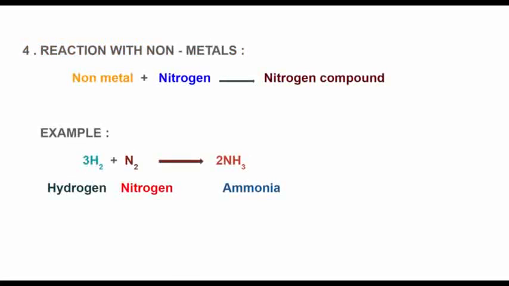Reaction with nonmetals. Nitrogen reacts with nonmetals like hydrogen, oxygen, etc. at high temperature to form their corresponding nitrogen compound. When a nonmetal reacts with nitrogen, it gives a nitrogen compound. For example, take hydrogen with nitrogen, it gives ammonia. See, 3H2 plus N2 gives 2NH3.